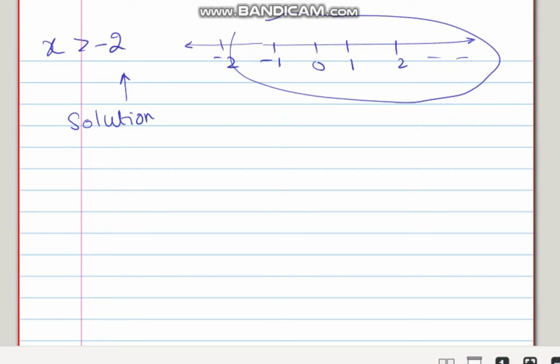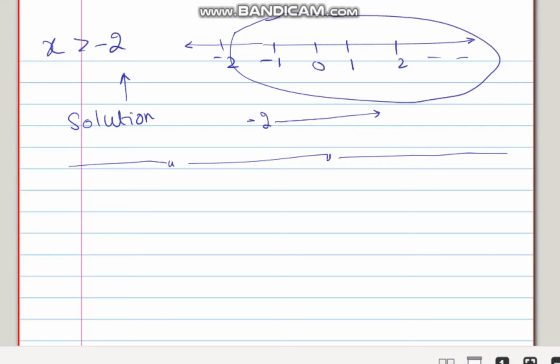This means that there is a -2, and all the numbers greater than -2 lie towards the right side. These numbers are all greater than -2. I encircled it also here. So this is the solution. So let me draw a line here, and then we will do some important questions again.